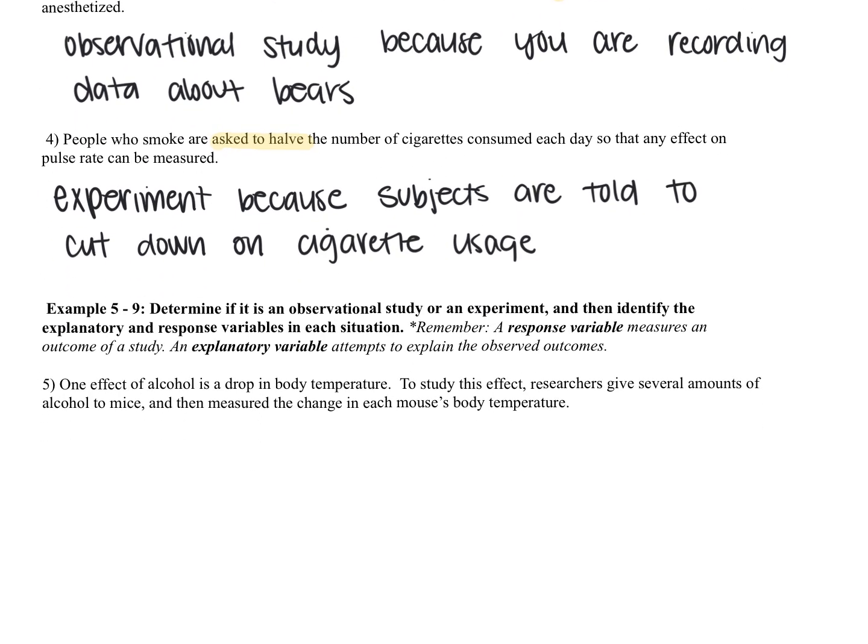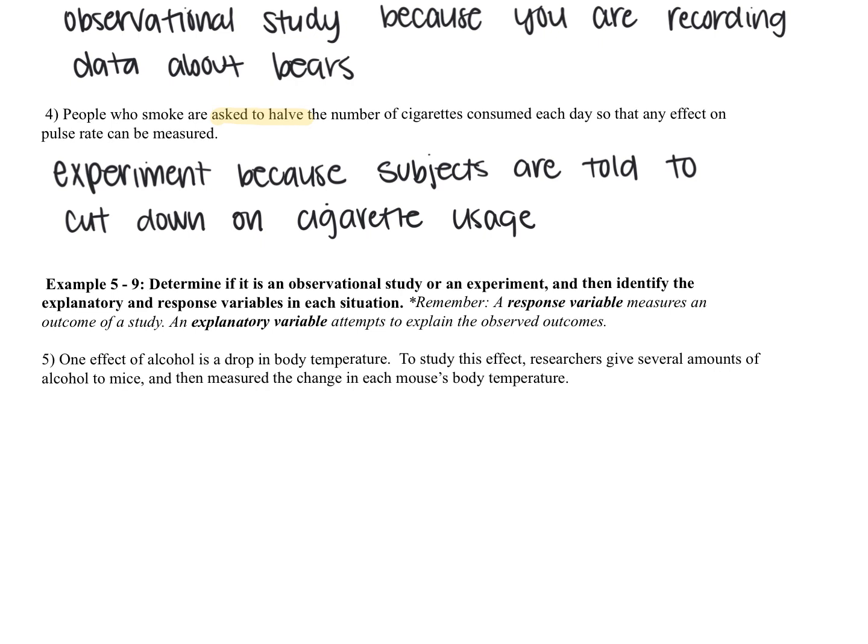All right, now we're going to talk about determining whether you have an observational study or an experiment, and then identifying the explanatory and response variables for each. Even if it is an experiment, there is still an explanatory and response variable. Observational studies have them as well, which we've already discussed. Just to review: a response variable measures an outcome. An explanatory variable attempts to explain the observed outcome. Your explanatory variable is your x-axis or your independent variable. Your response is the y-axis or your dependent variable.